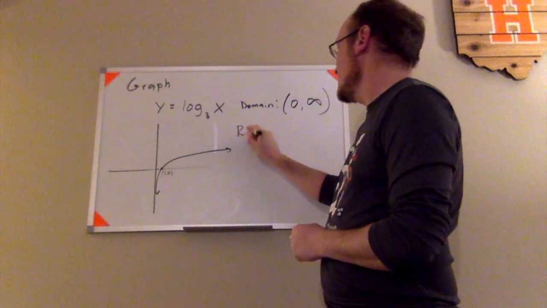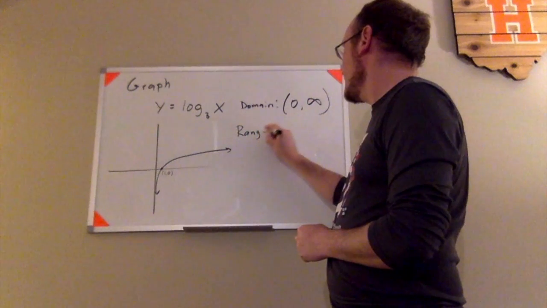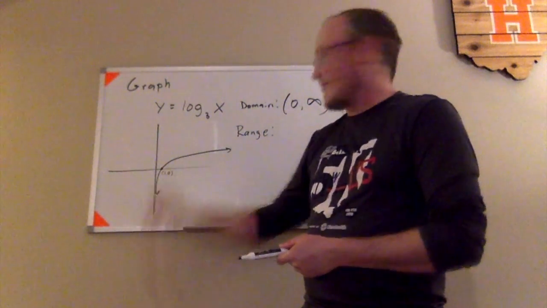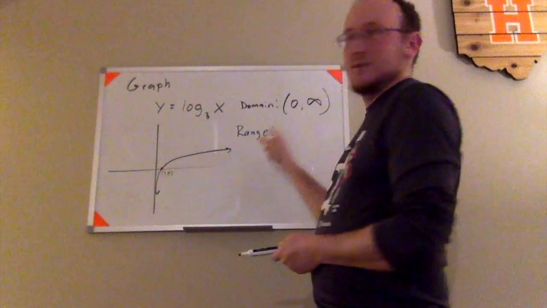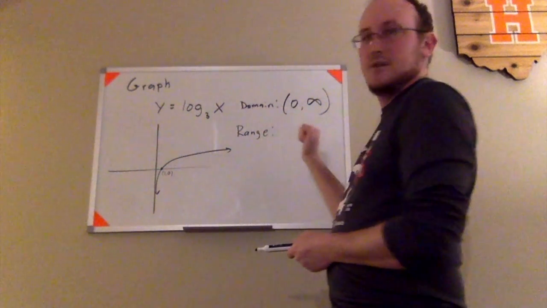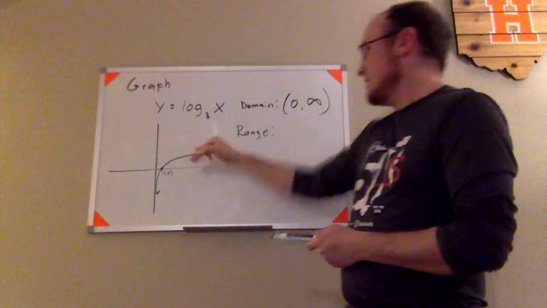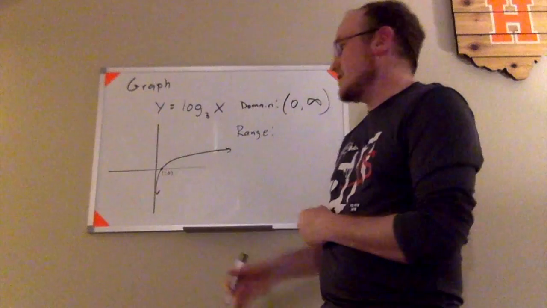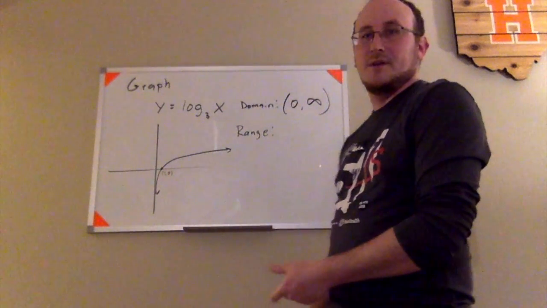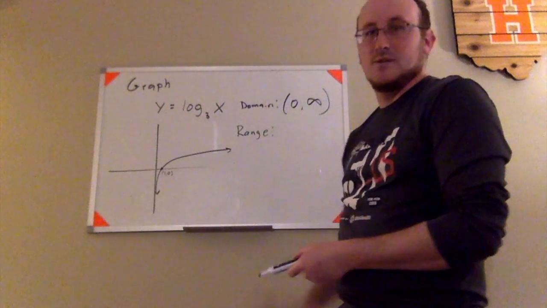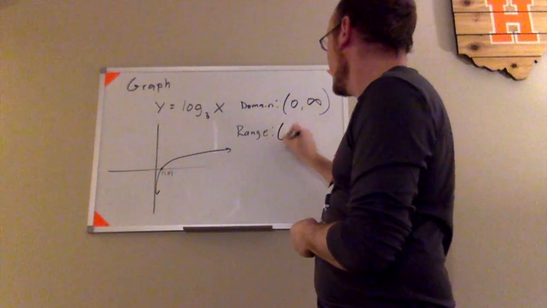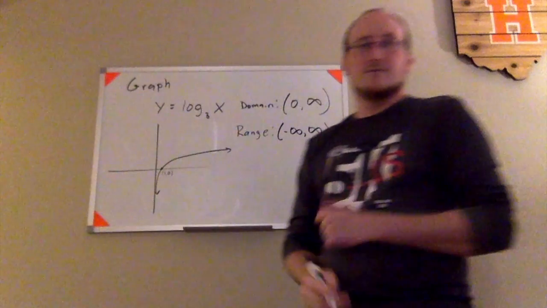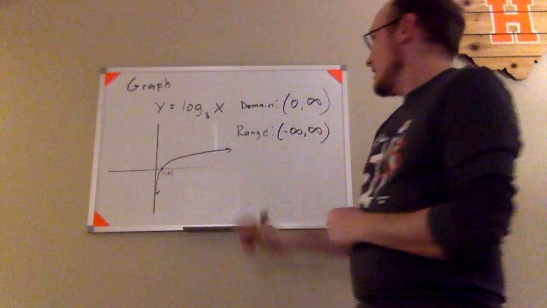Our range would be our y values, and we can see this graph continues going down forever, and it keeps going up and to the right, although it goes to the right significantly faster than it's going up. It does continue going up forever for this. So the range here is actually from negative infinity to positive infinity. The graph covers everything in the y direction. So all real numbers, or negative infinity to positive infinity in interval notation for the range.